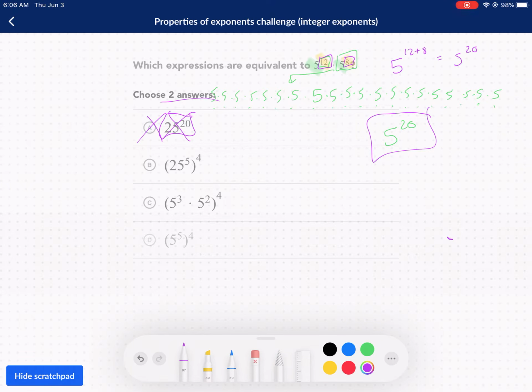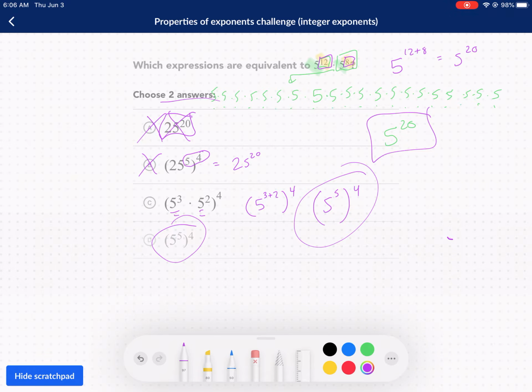Here we have a power raised to a power. Anytime you have a power raised to a power, you multiply the exponents. This is 25 to the 20th. That's the same thing. B is not the answer. Okay, we already said that if we have like bases, 5 and 5, we can add the exponents. So 5 to the 3 plus 2, don't forget parentheses, to the 4th. That's 5 to the 5th power to the 4th power. And that's the same as both of these, so this is going to be our answer. But why? Power raised to a power, multiply exponents, 5 to the 20th, 5 to the 20th, C, D, done.